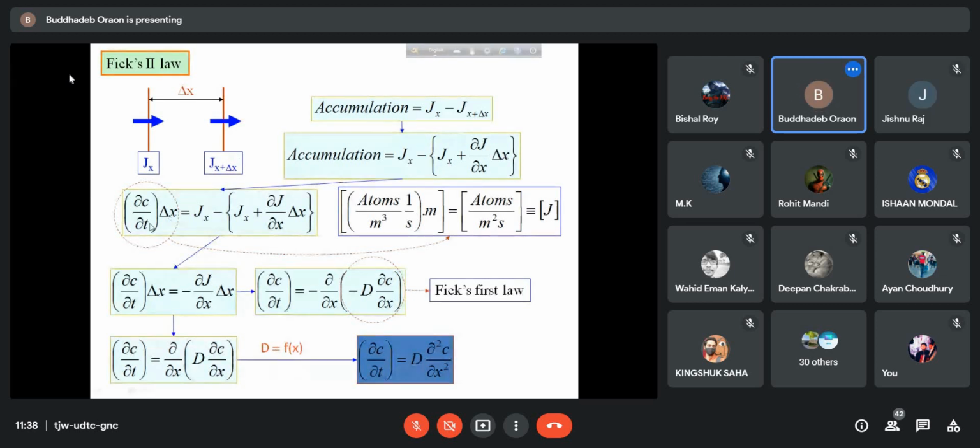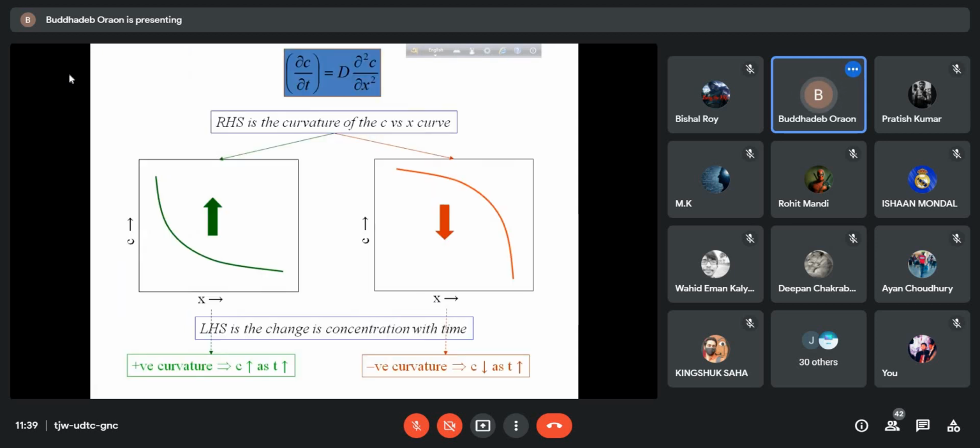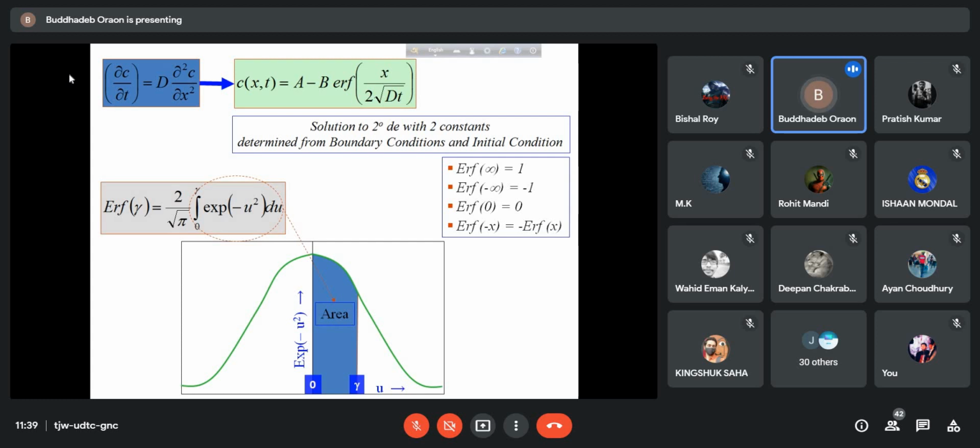This is the accumulation, in differential form. So the total accumulation we can write as the rate of change in concentration into the volume, which is equal to this, and if this is reduced, then finally you will get this. So this is the derivation of Fick's second law. Now the solution of this has a graphical representation. This is the equation, and we get the solution something like this.